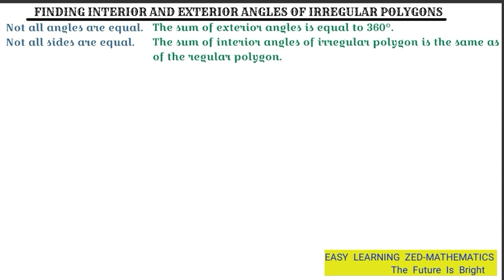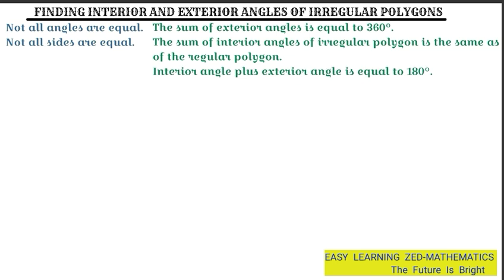If you have got a pentagon which is regular and a pentagon which is irregular, the sum of interior angles will be 540 degrees. The sum for both polygons will be 540 degrees. Despite that one is irregular and the other one is regular, the sum of interior angles will be the same.